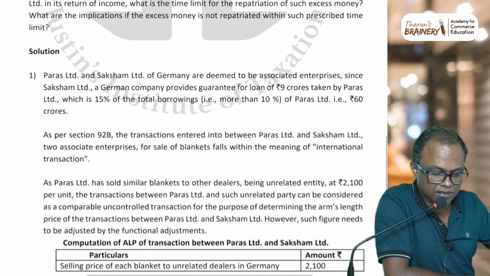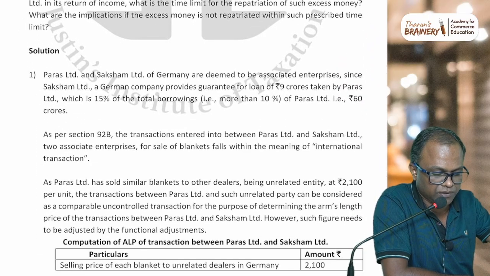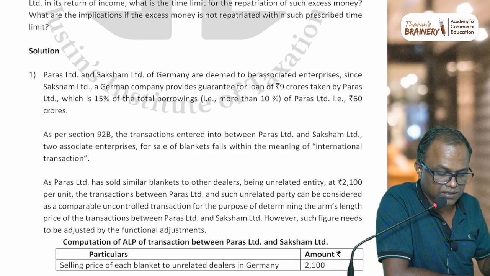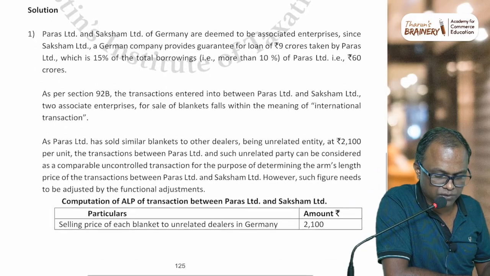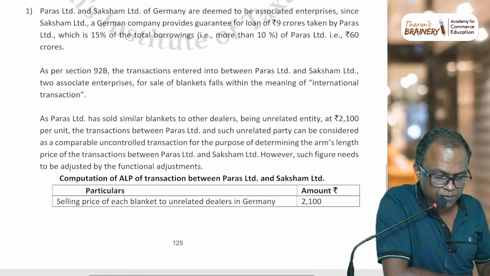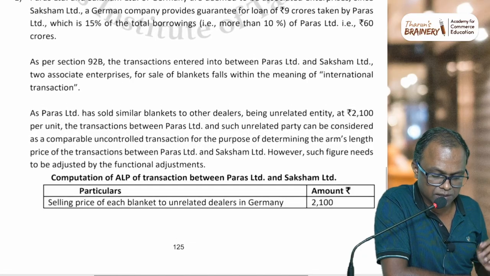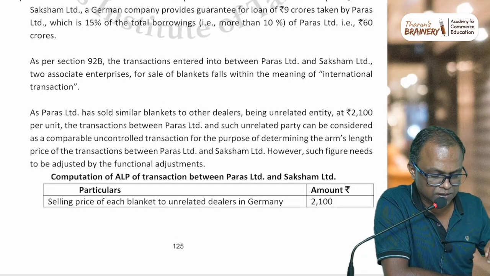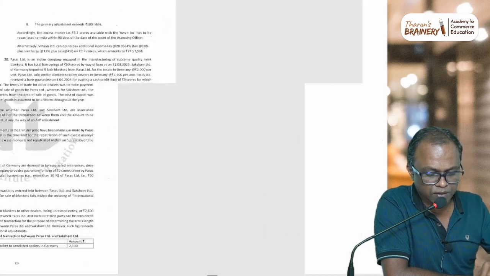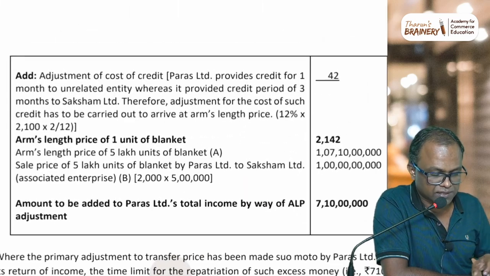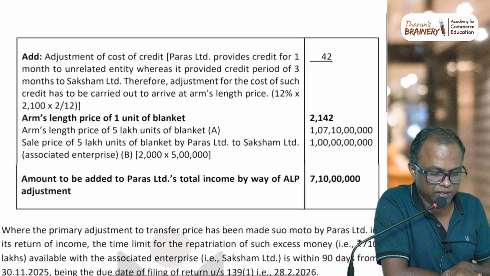So first we should say that AE condition we have to put. Here it is at least 15% of the total borrowing, 9 crore out of 60 crore. So they are AE. That we should mention. And then computation of arm's length price of the transaction between Paras Limited and Saxon Limited. Selling price of each blanket to unrelated parties in Germany is 2100. Then there is only one material difference, that is adjustment of cost of credit.